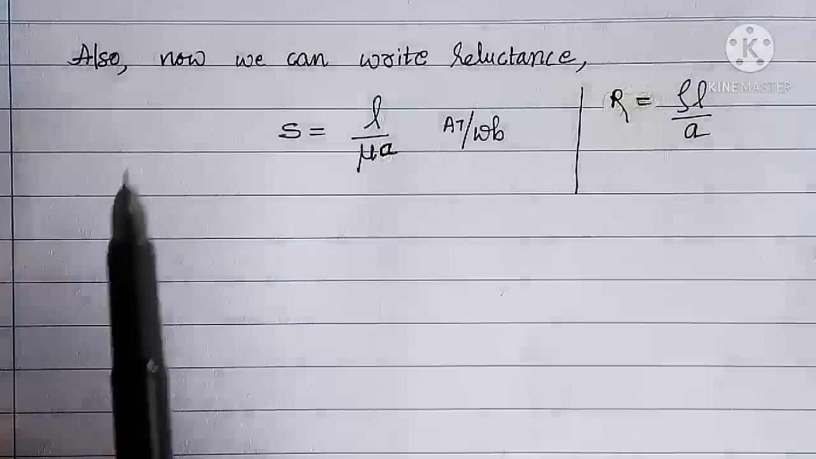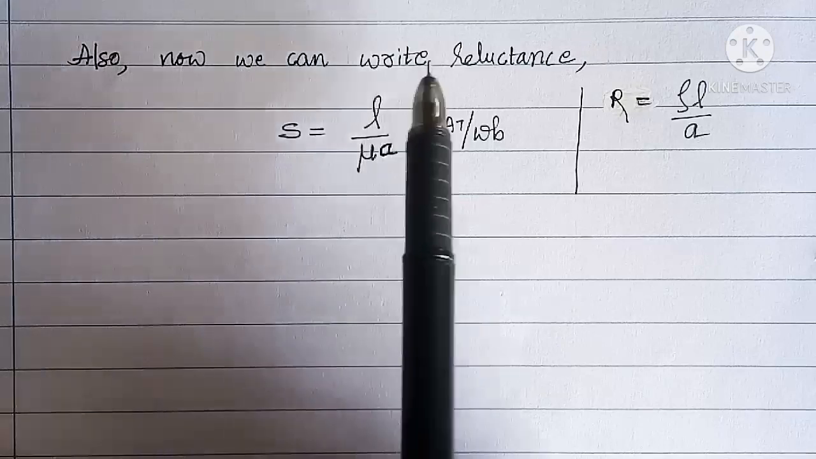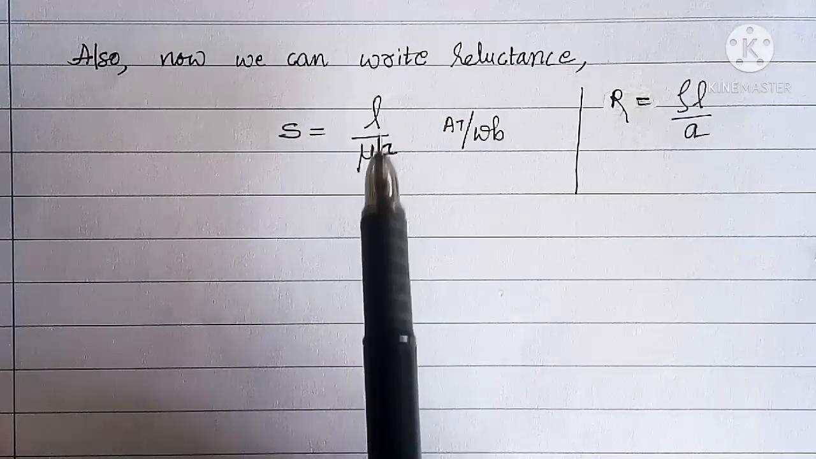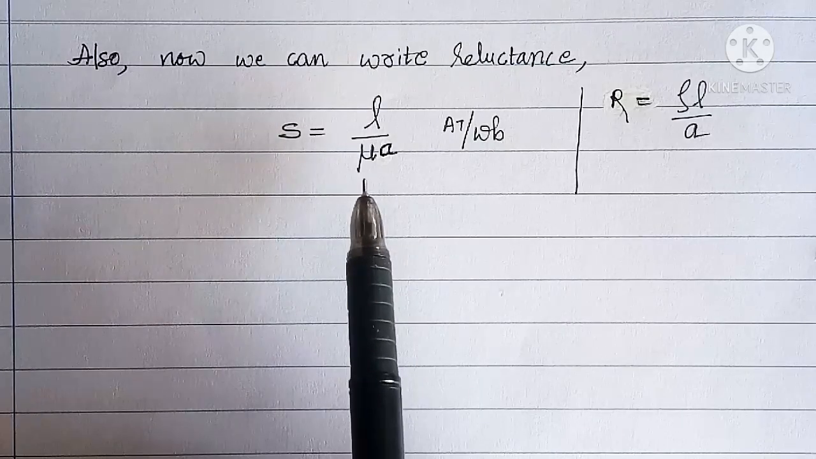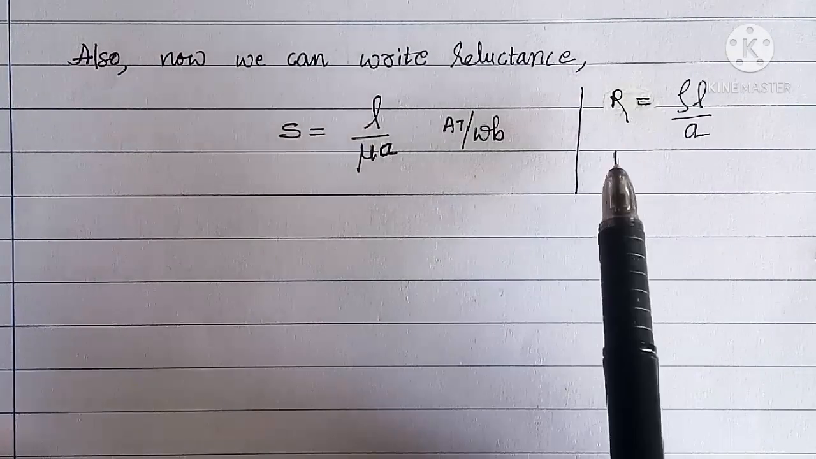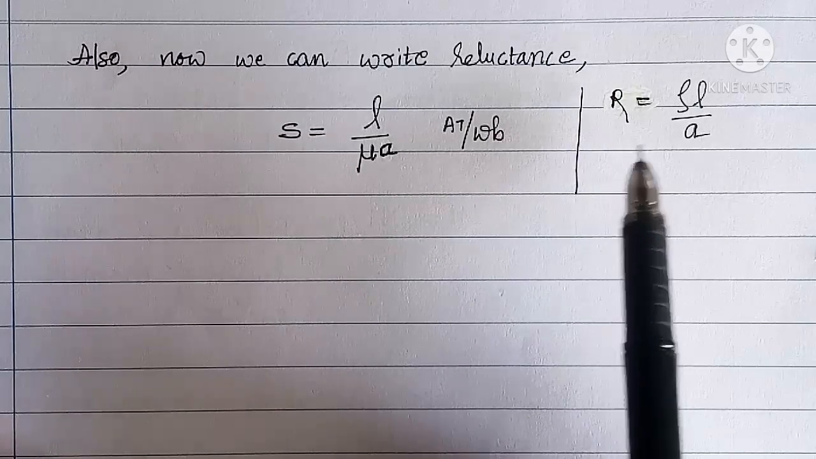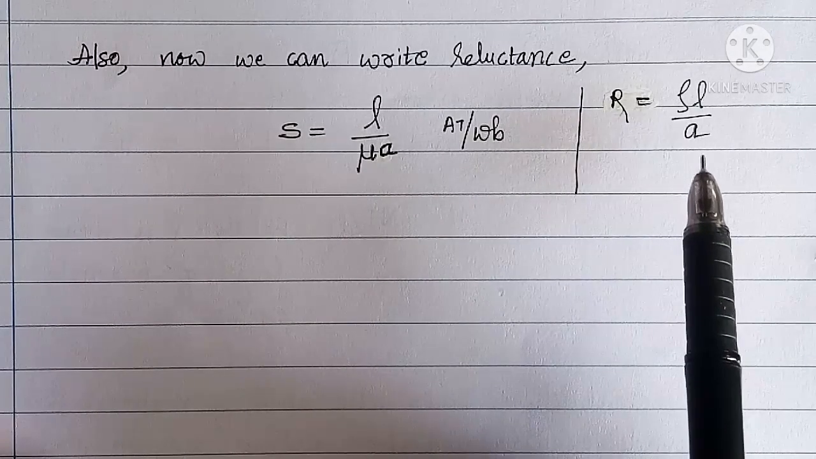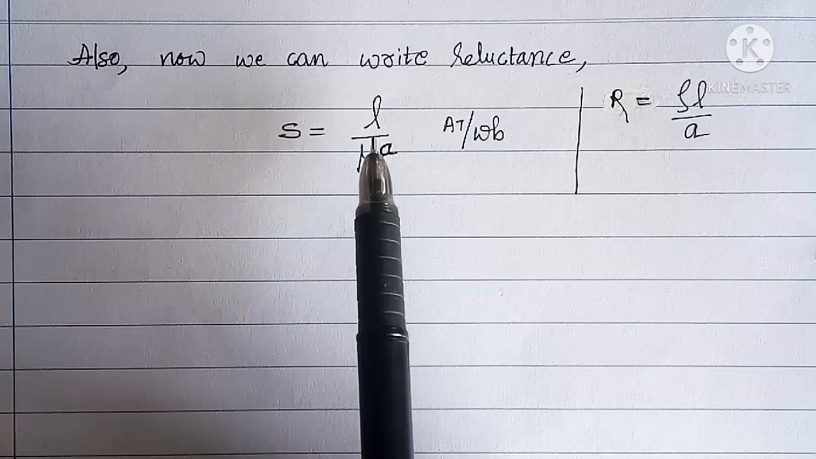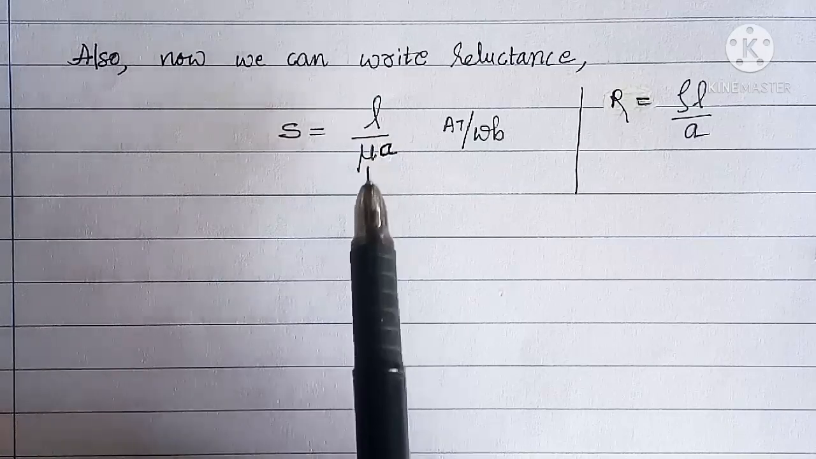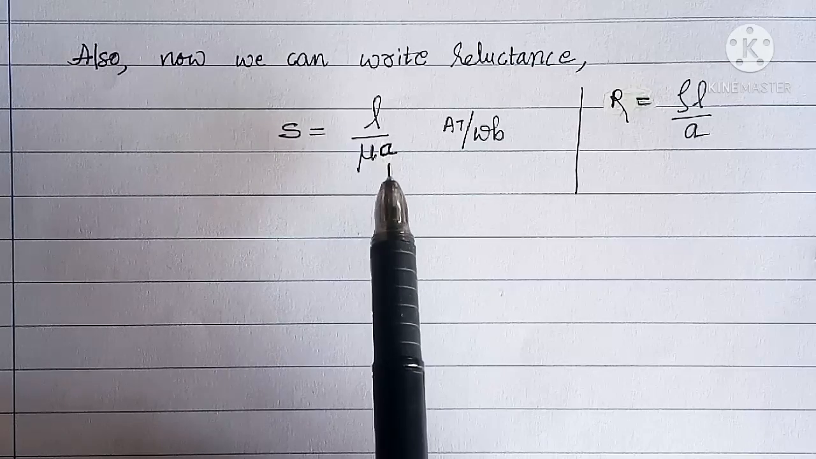Also now we can write reluctance S equal to L upon mu A, as we write resistance in electric circuit R as rho L upon A. Here L is the mean length of magnetic circuit. Mu is permeability, which we have already studied, and A is the cross-sectional area of magnetic circuit.